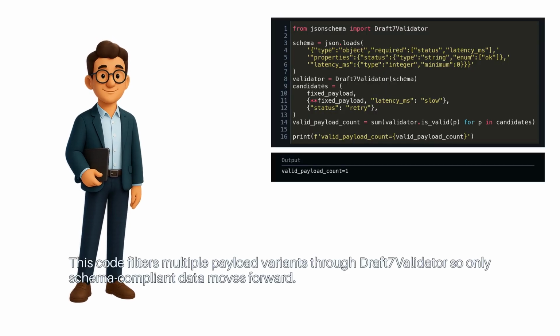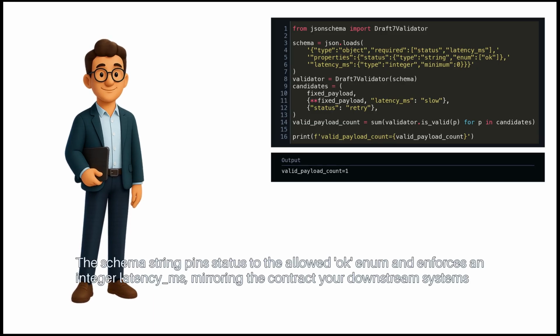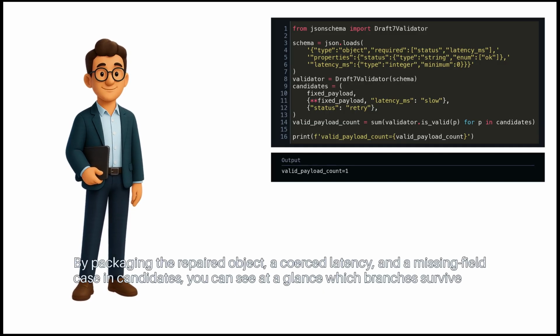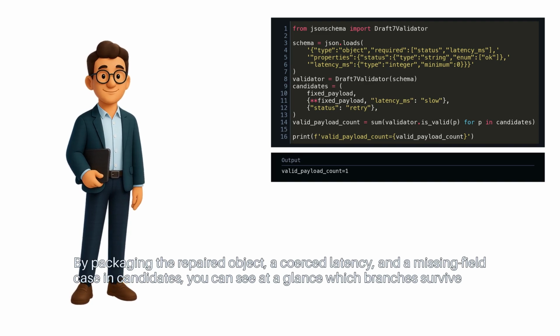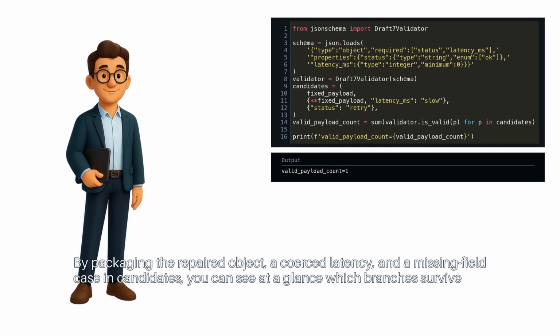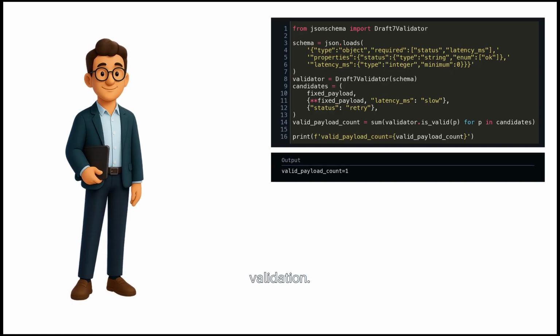This code filters multiple payload variants through Draft7Validator, so only schema-compliant data moves forward. The schema string pins status to the allowed OK enum and enforces an integer latency_ms, mirroring the contract your downstream systems expect. By packaging the repaired object, a coerced latency, and a missing field case in candidates, you can see at a glance which branches survive validation.